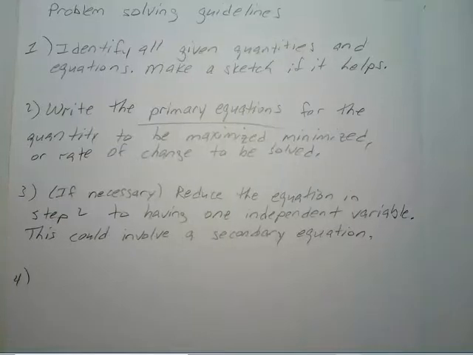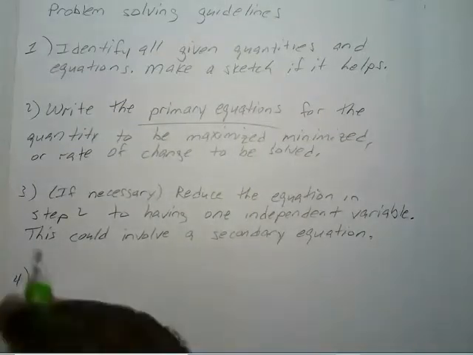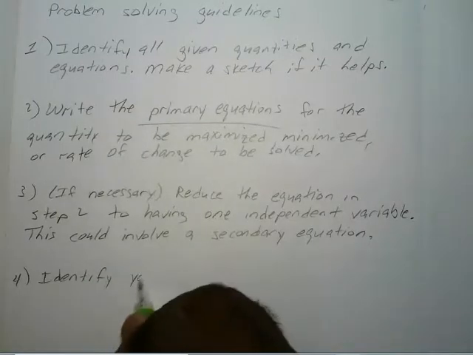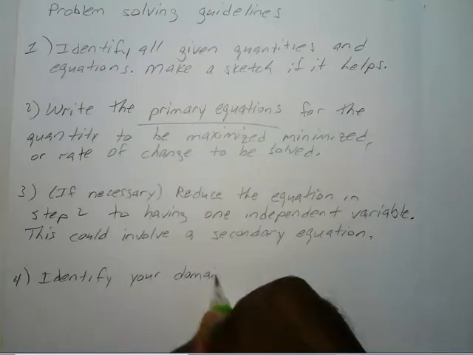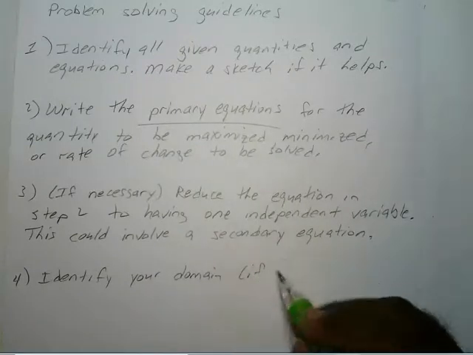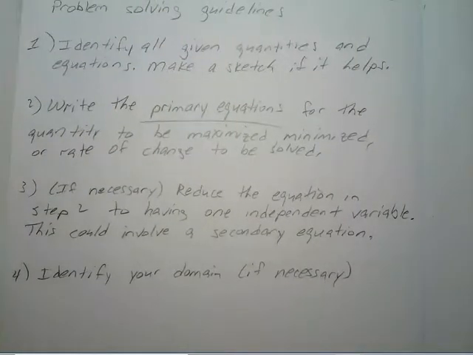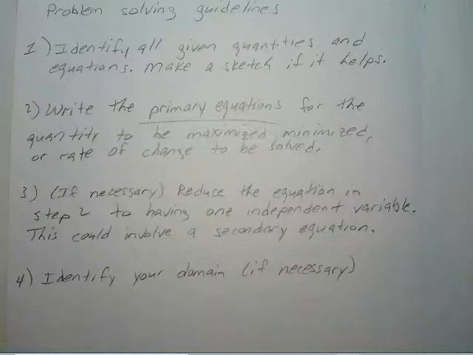Now step 4, if you need to, you find your domain, but a lot of the time the domain is pretty obvious. Identify your domain if necessary. You just want those values to make sense. If you're looking for the length of a building, you're not going to use a negative number, so the length would have to be positive. It's little things like that. You just want it to make sense.